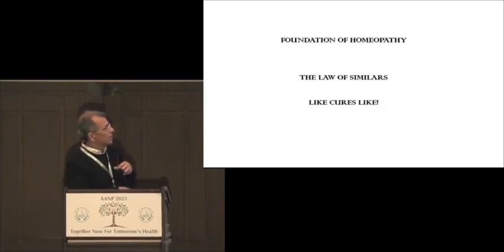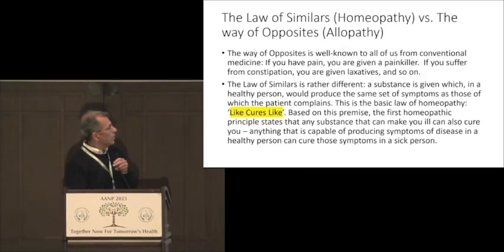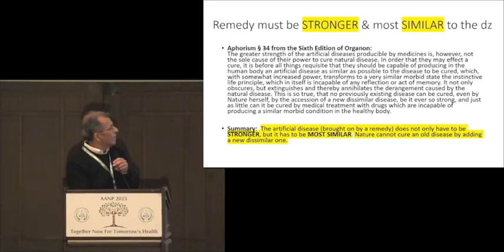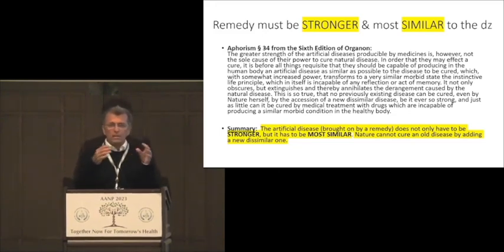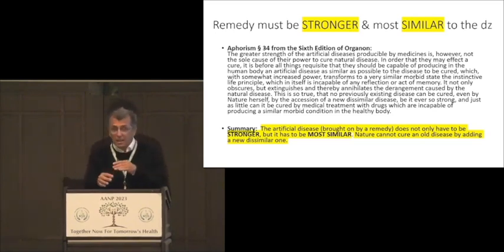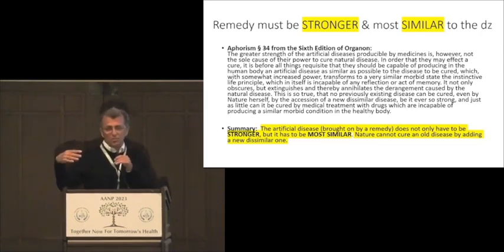The basic law of homeopathy is the law of similars. I'm sure you know that. Like cures like. Here we go. This basically summarizes the law of similars, and hopefully you guys know about this, you can read it. In a nutshell, the remedy must be stronger and most similar to the disease. So when you give someone a remedy or a pharmaceutical medicine, you basically are inducing a state in them. It doesn't matter what they're taking. It could be natural or pharmaceutical. The patient goes into a state, and that state is important, whether it is similar to the disease they have or dissimilar.